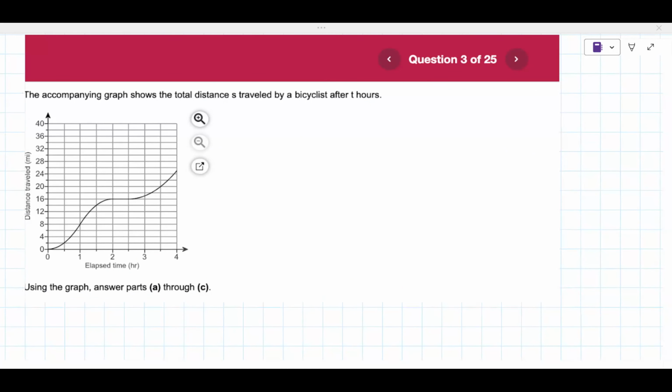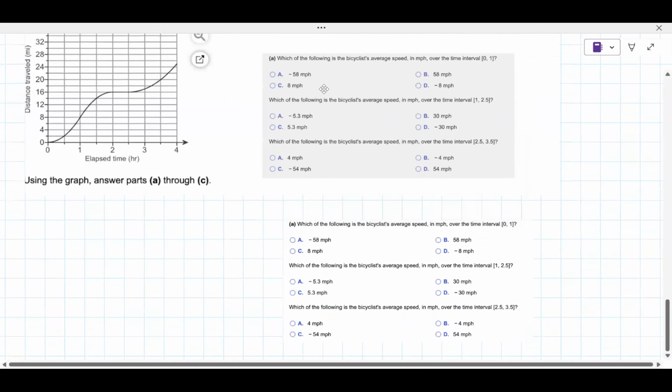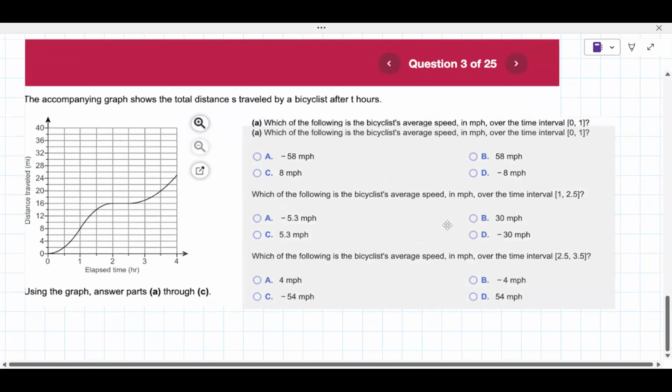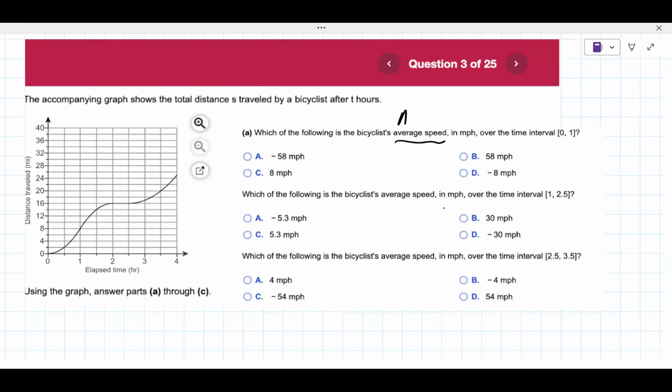So unfortunately the next few problems here, let me see if I can actually snip this in. There it is. All right, so part A, it says which of the following is the bicyclist's average speed? So average speed really means the same as average rate of change over the time interval 0 to 1. So you put a dot at 0 and a dot at 1, and you calculate the slope between those 2 points.